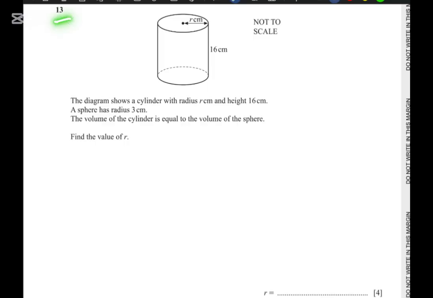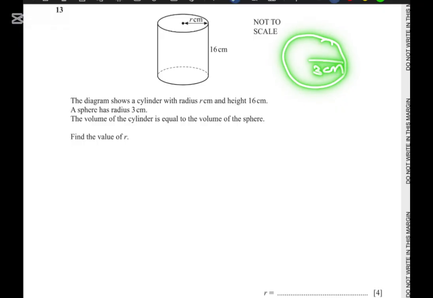Question number 13. The diagram shows a cylinder with radius r and height 16 centimeters. So this is the radius, and the height is 16 centimeters. A sphere has a radius of 3 centimeters. There is a sphere and its radius is 3 centimeters.